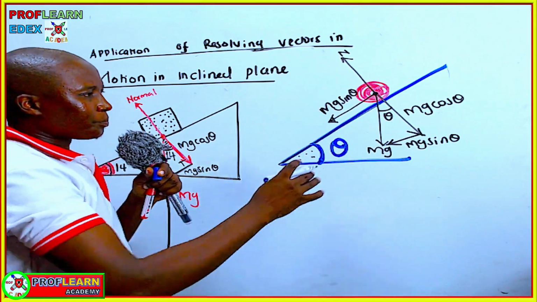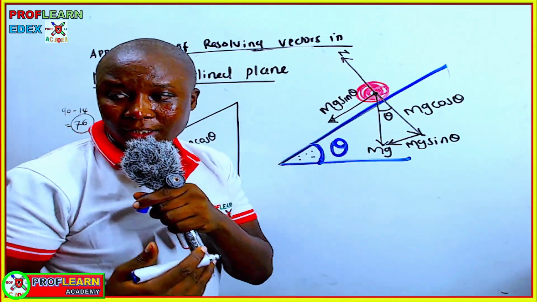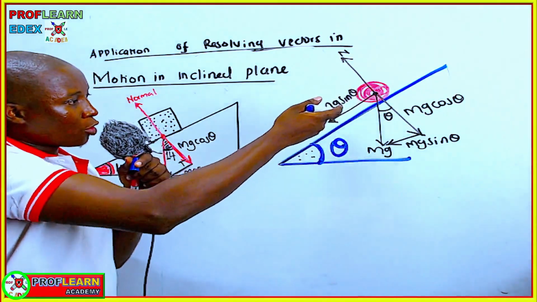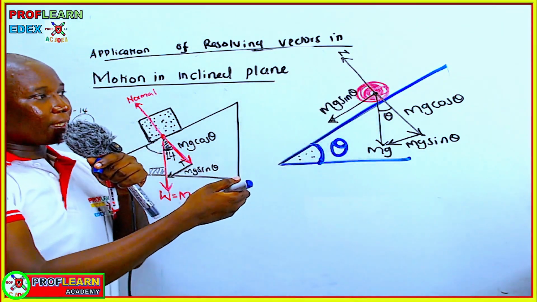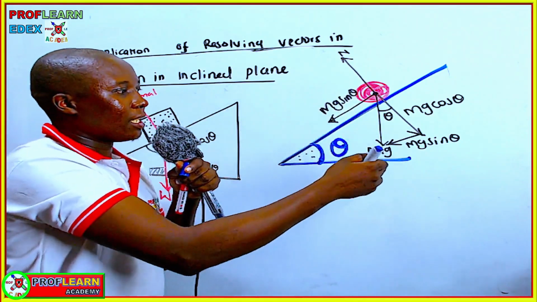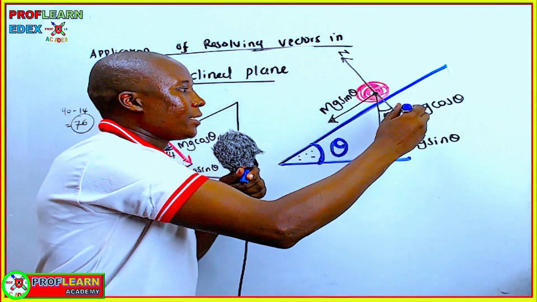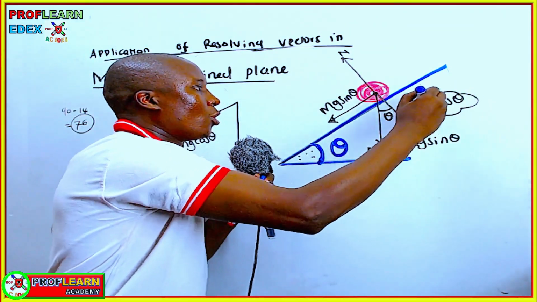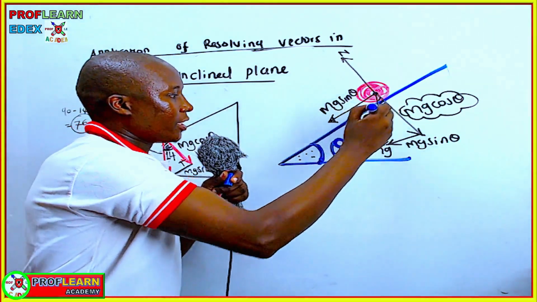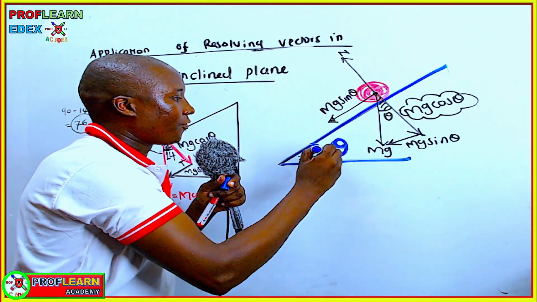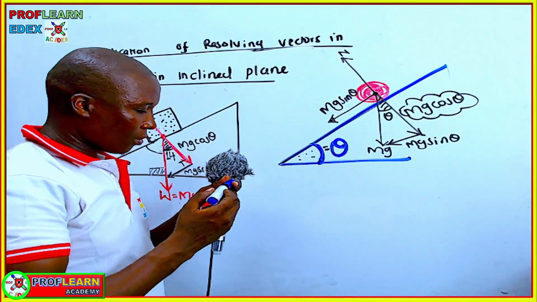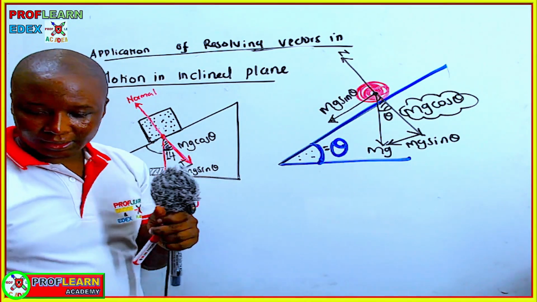So you can even master it in that way: the component acting down the inclined plane, or parallel to the inclined plane, is mg sine theta. Into the inclined plane is mg cos theta, right? And this angle we have here is the angle we have at this given point. So what does that really tell us?